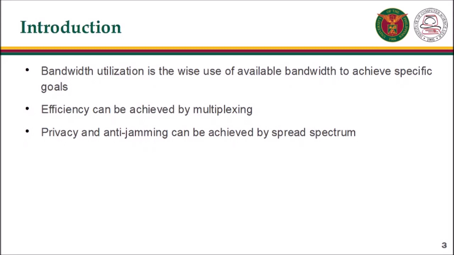Bandwidth utilization is the wise use of available bandwidth to achieve specific goals. Efficiency can be achieved by multiplexing. Privacy and anti-jamming can be achieved by spread spectrum.